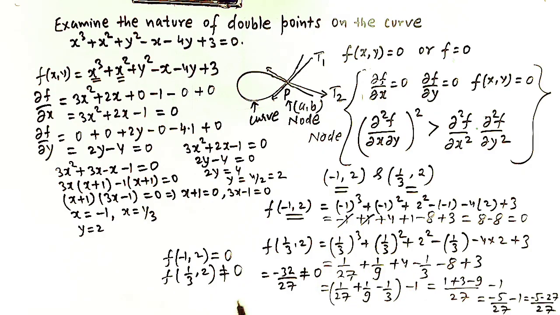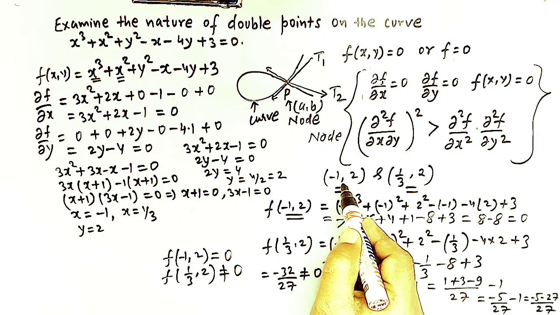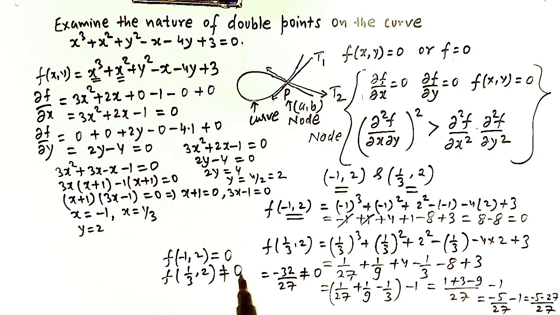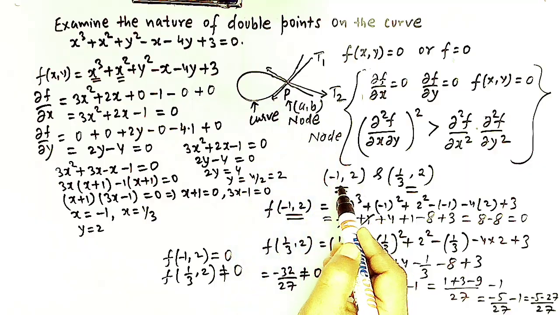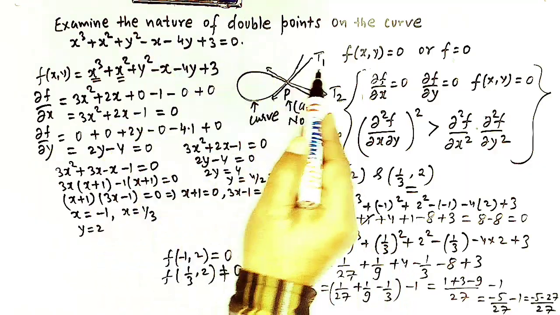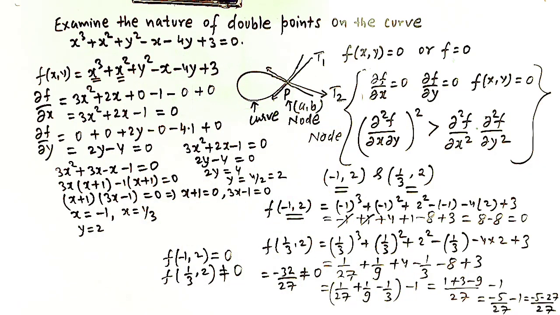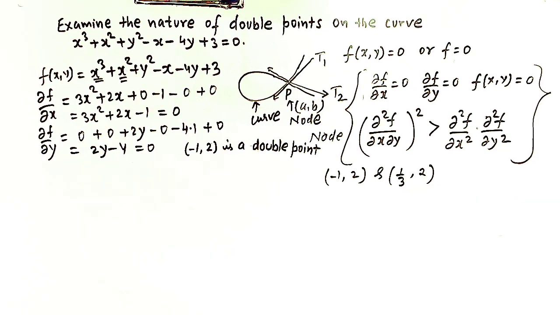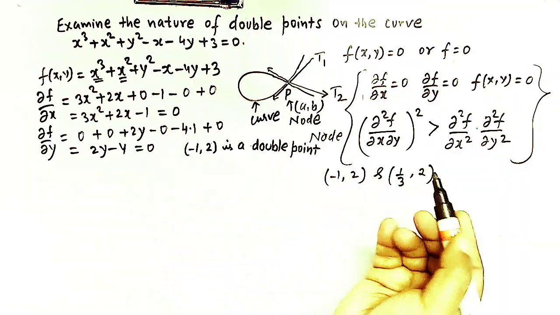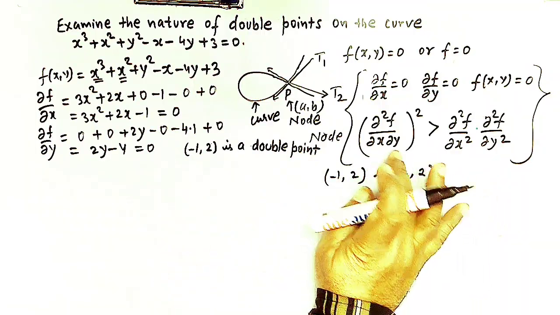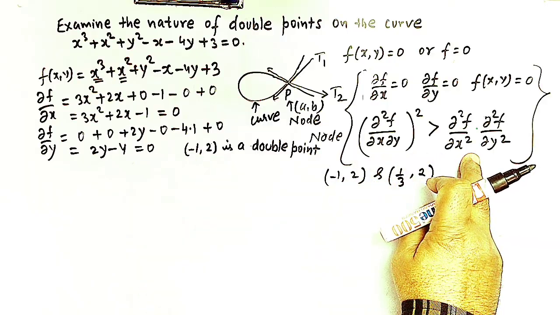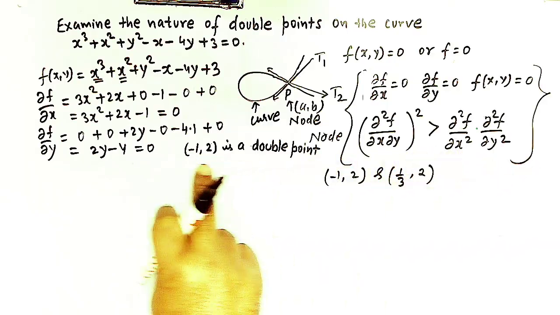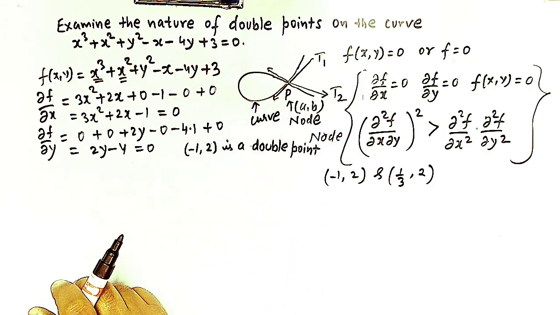And now let us show that this point is a node, right? That is, if we draw the two tangents at this point to this curve, then we have two real and distinct tangents. So now minus 1 comma 2 is a double point. So let us now see whether this point satisfies this condition, because this is the condition for this point to be a node, right?